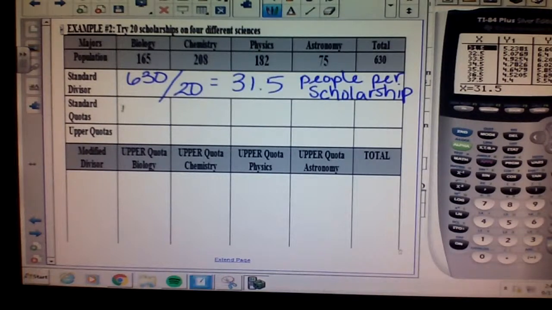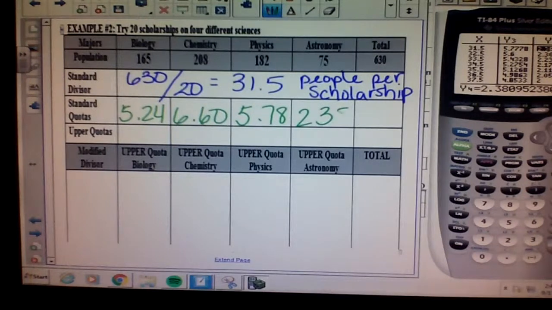Okay, so 5.24. Yes, you need to make sure that you're rounding properly to 2 decimal places. 6.60, that's why some of you lost points on the quiz. We talked about that. 5.78 and 2.38. We always put 7, so that's wrong. That 7 rounds to an 8. So you got to do that.